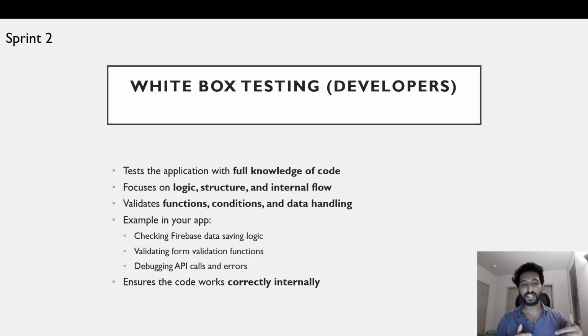And coming to the validator functions, conditions, and data handling. For example, in my app, I check the Firebase data and validate it with the validation functions, debug API calls and errors, and ensure the code works correctly internally. I can test the entire flow from Visual Studio Code, using Firebase: how the API call works, how the database interacts, how the response and JSON data come back, and I take that data and bind it to the front-end UI.